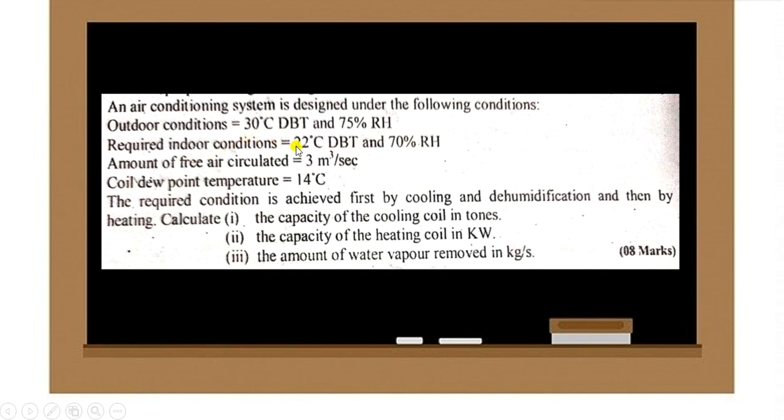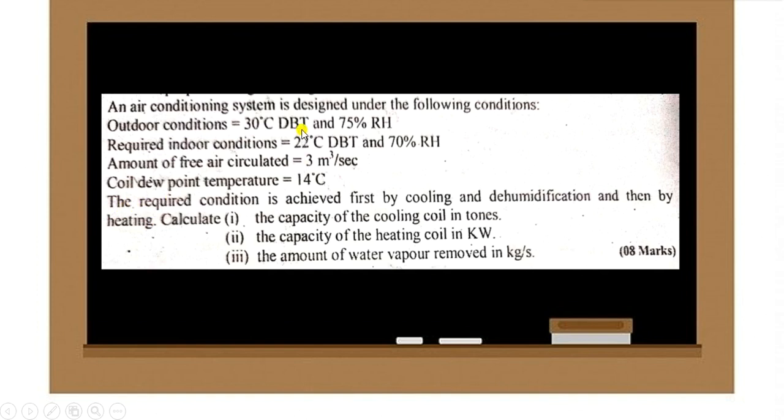So to achieve this condition, the amount of fresh air circulated inside the room is 3 meter cube per second, that is, the volume of air circulated inside the room is 3 meter cube per second. And one more data is given: the cold dew point temperature is 14 degrees Celsius. So what is dew point temperature? The temperature at which the water vapor condenses to liquid.